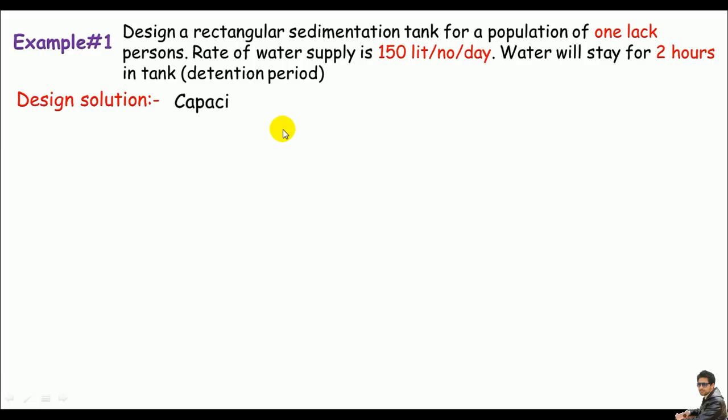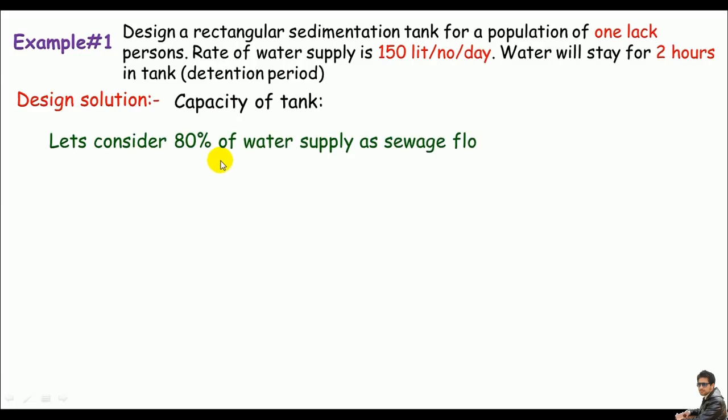In the design solution, my first approach will be just the capacity of the tank. Let me just consider 80% of water supply as sewage flow. So I can calculate the average discharge. The average discharge must be equal to the rate of water supply, which is 150 liter per head per day, times the population, which is of course 1 lakh. If the sewage flow is just 100%, then the multiplication of these two is just enough for discharge.